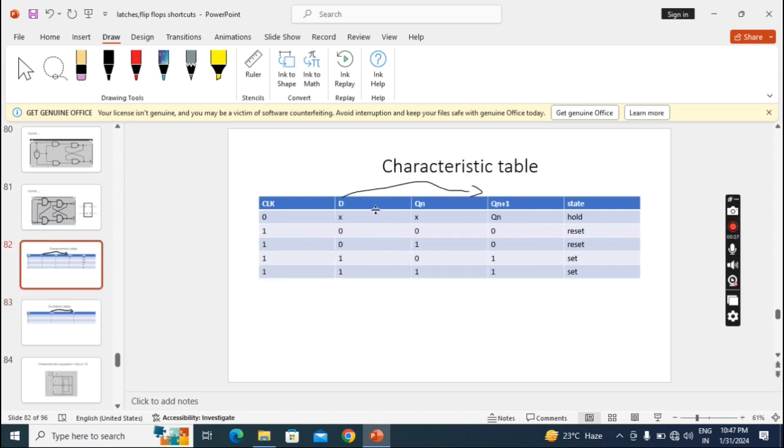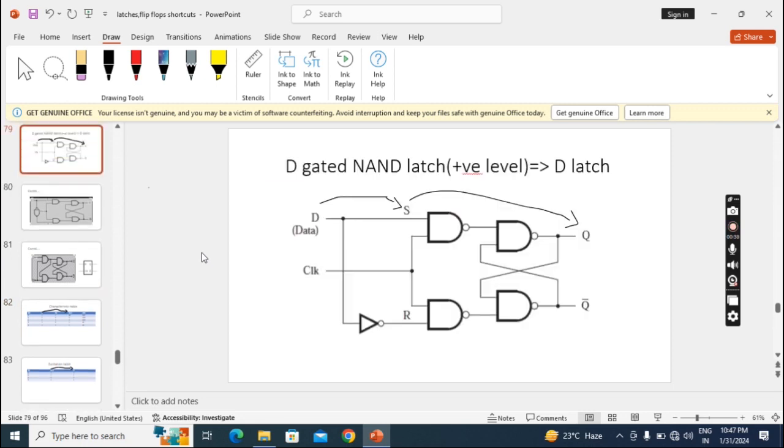Now in the characteristic table you can observe one thing. You can write Qn plus 1 also blindly, it will become D, for these 4 conditions. And one more thing we have to observe in the logic diagram, whatever D, that will become S. Straight to the S we have to write Q if we are using this latch part as a NAND.